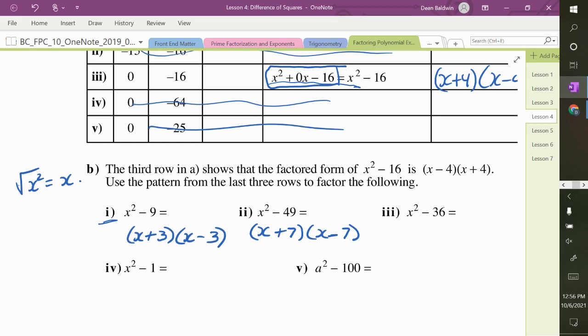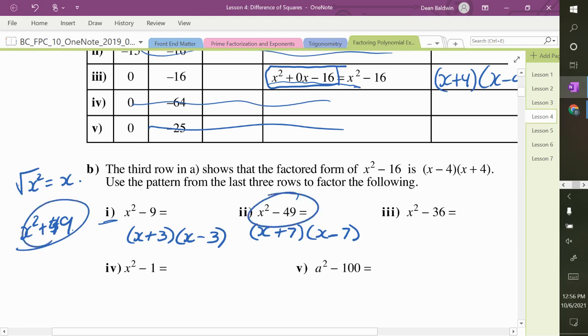So it's all about when you see two terms separated by a minus sign, not an addition. If I said x squared plus, I'll just use the same numbers, 49, can you factor it like this? Does this look like that? It has to be minus. Okay, if it's addition, you can't do anything with it. You just leave it. All right?